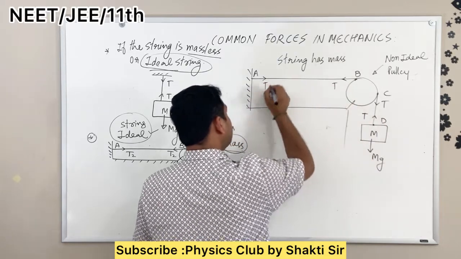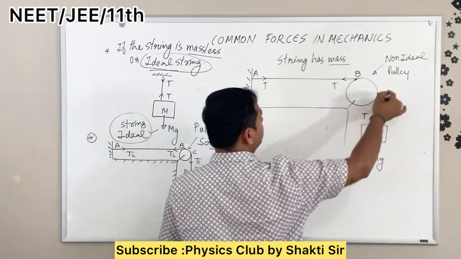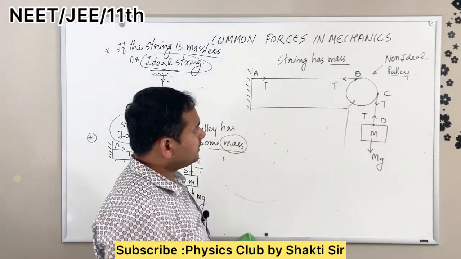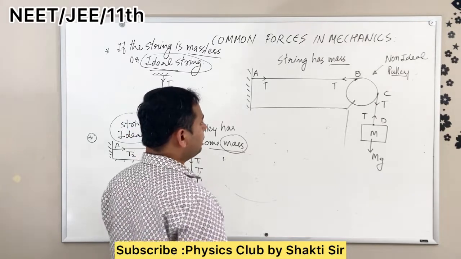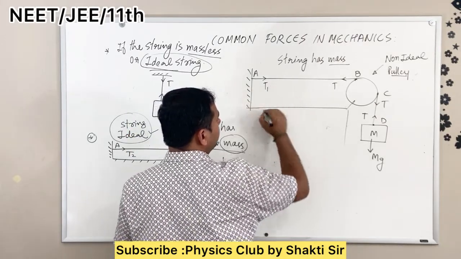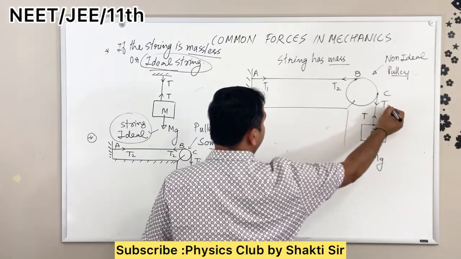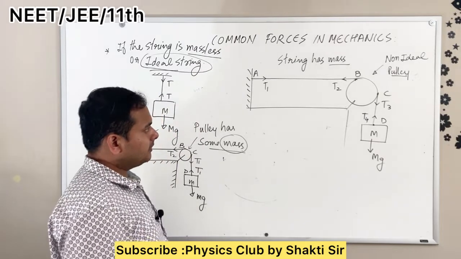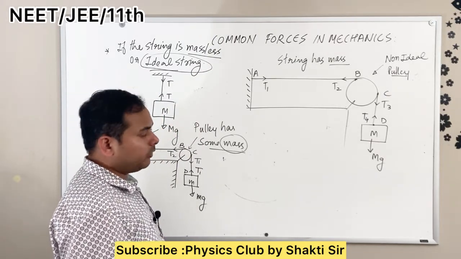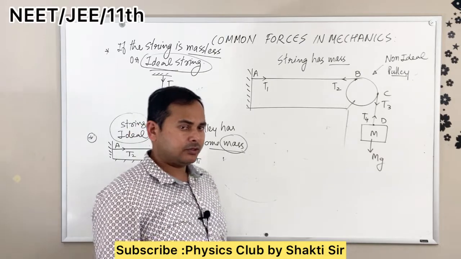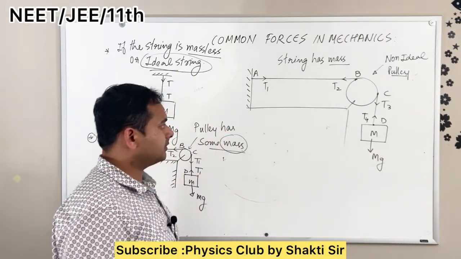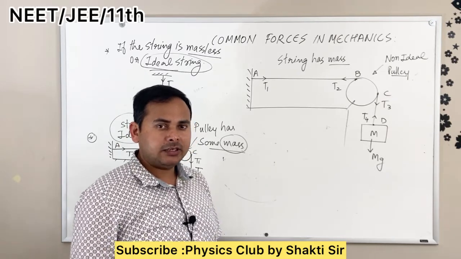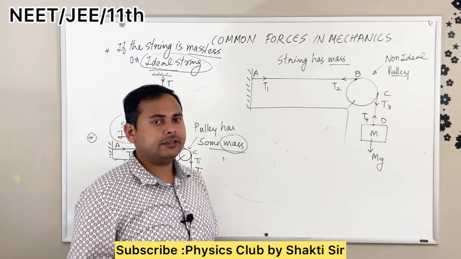But as the string has some mass and the pulley has some mass, that's why it is non-ideal. So tension everywhere has different magnitudes. So I am going to write T1, T2, T3 and T4. This is the situation. So I hope you understand how to denote the magnitudes of the tensions, where it is the same everywhere and where the value of the tension in a string is different. It totally depends on whether the string has mass or is massless.